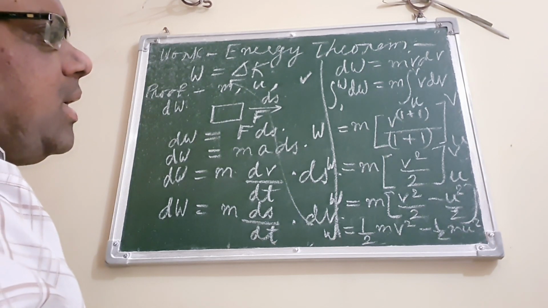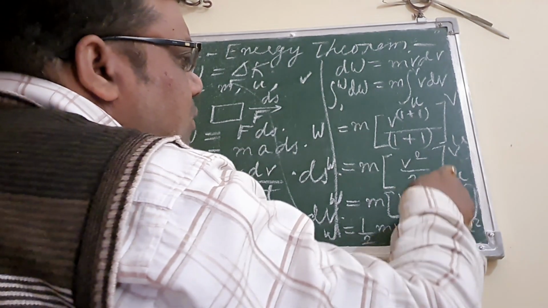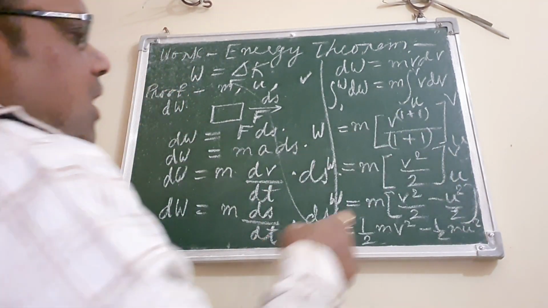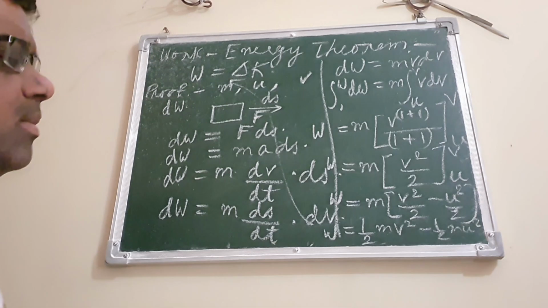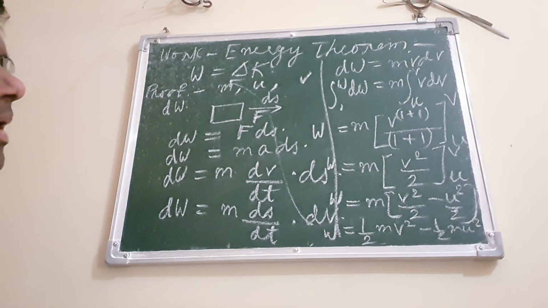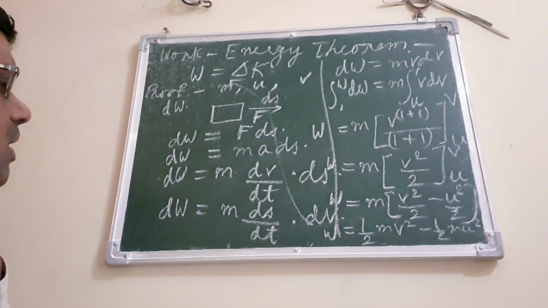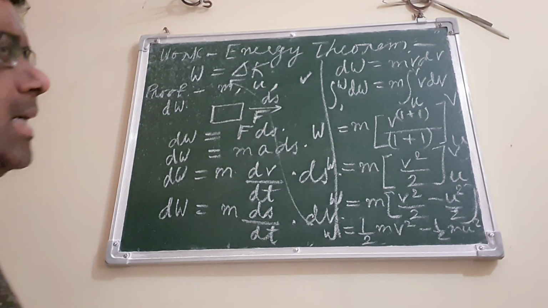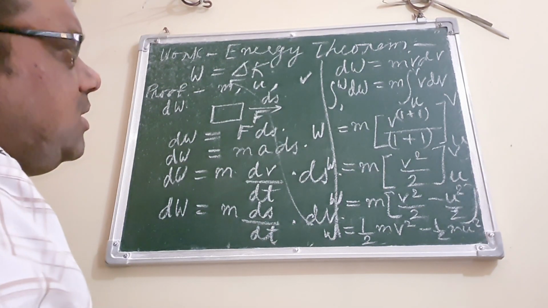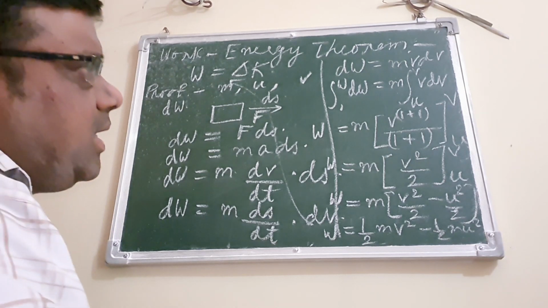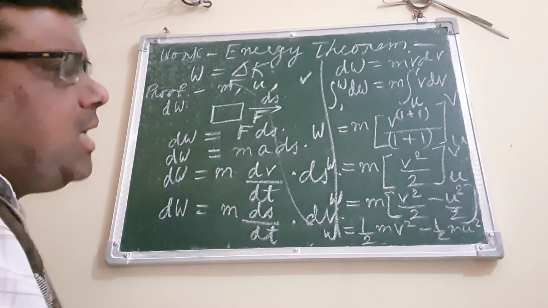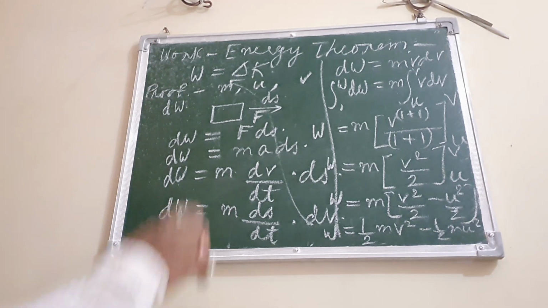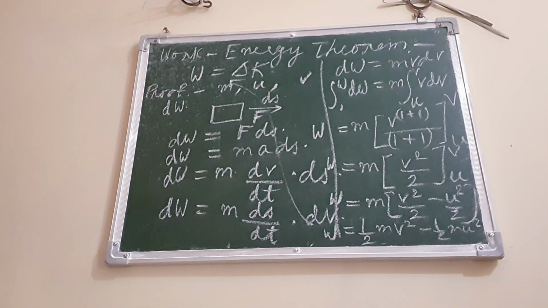So integrating it, it becomes v square by 2 from the lower limit to the upper limit. Putting the upper limit and then subtracting the lower limit, that is m into v square by 2 minus u square by 2. So it becomes half m v square minus half m u square. That is the change in the kinetic energy, kinetic energy final minus kinetic energy initial. So it becomes delta K, the change in the kinetic energy, and that is equal to the work done W. So our work-energy theorem is proved. W is equal to delta K.